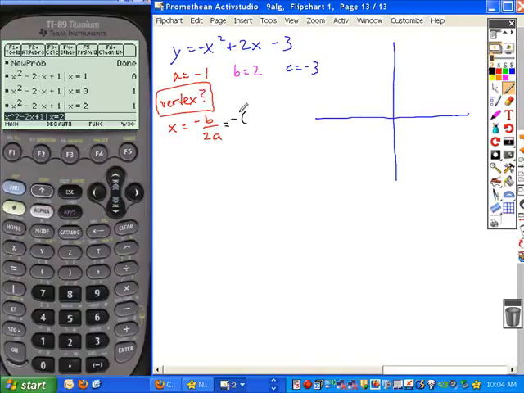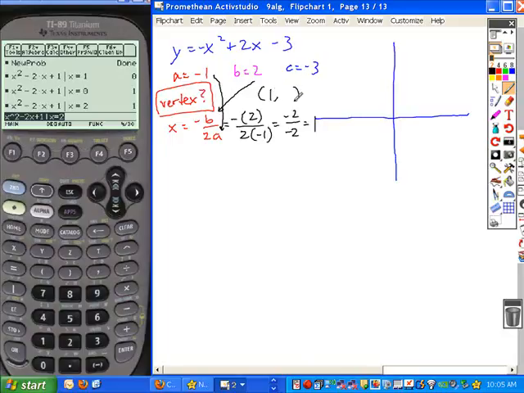So we have a negative. Our b value is 2, all over 2 times, and our a value is -1. So we get -2 over -2, which gives us an overall value of 1. So what this means is the x-coordinate of our vertex is 1.